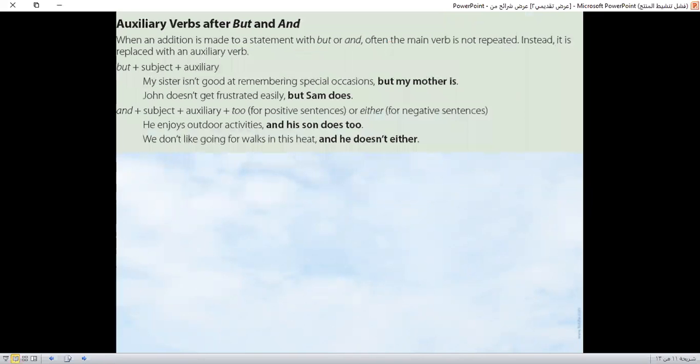Now we have the auxiliary verbs with but and. Now it's very easy, pay attention here. Sometimes when an addition is made to a statement with but and, often the main verb is not repeated. Please pay attention that it's not repeated. Instead, it's replaced with what? With an auxiliary verb. So, but, the subject, and then the auxiliary. How? Let's see. My sister is not good at remembering special occasions. Okay? But my mother is. You see? But, subject, and then the auxiliary, which is is.